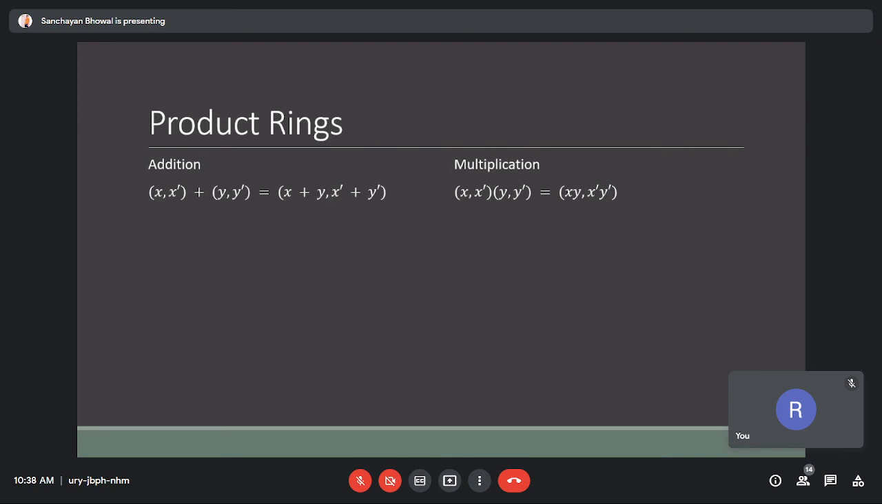Now we come to product rings. Just like we had direct products of groups, we have product rings. That is, we just add component-wise and multiply component-wise, and we always have those other properties holding.